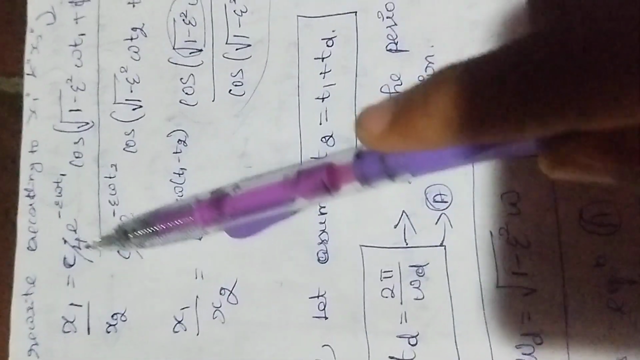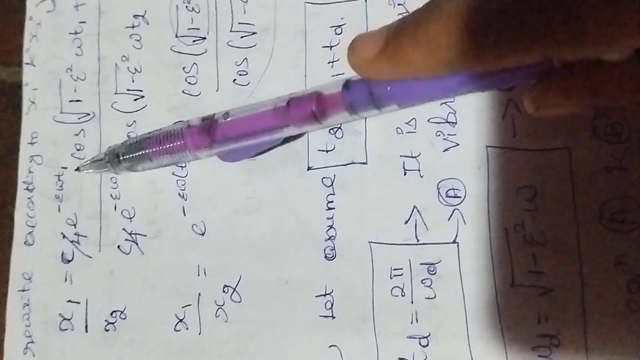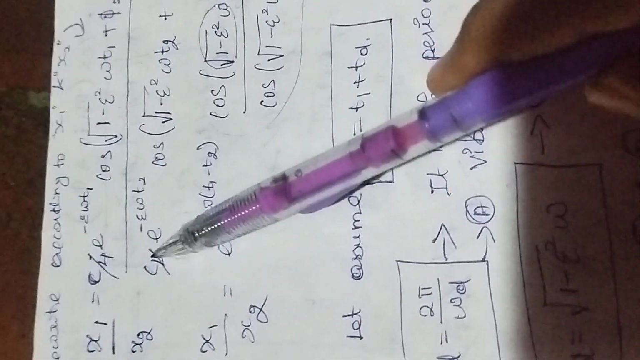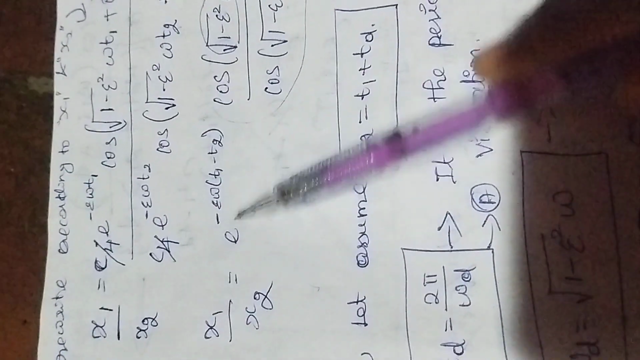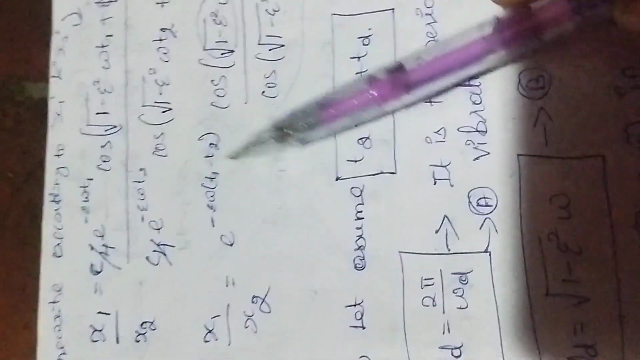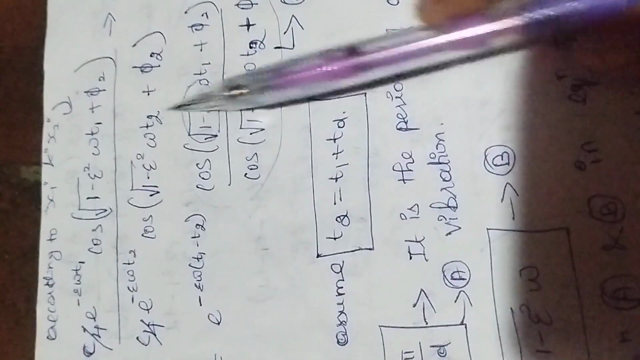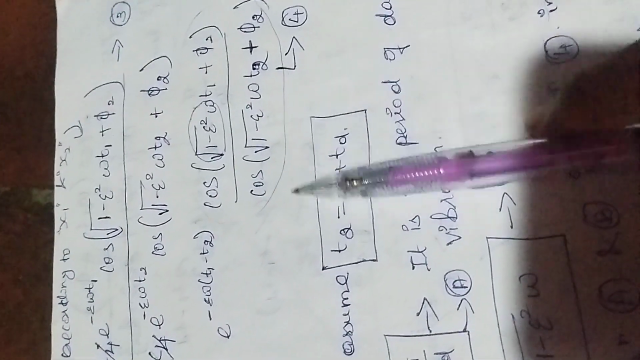We have to rewrite this according to x1 and x2. Now we will see this. This is x1 and x2. We just have to put t1 and t2, where the difference is t1 and t2. After this c4 will get cancelled, and we will get this equation. The t2 term will go up because of the minus sign. After this we will get equation 4.